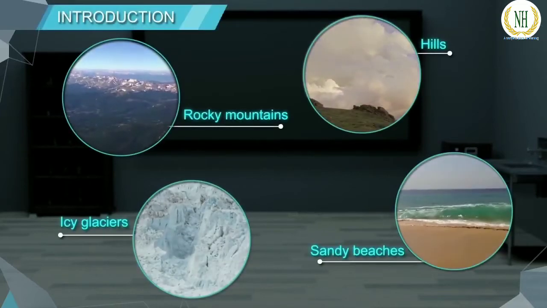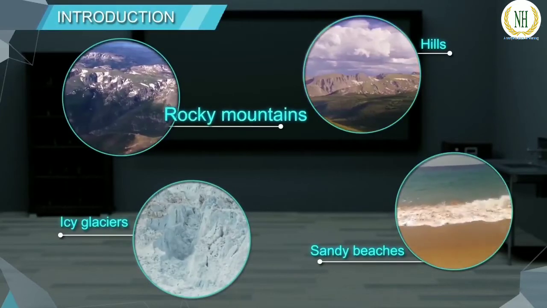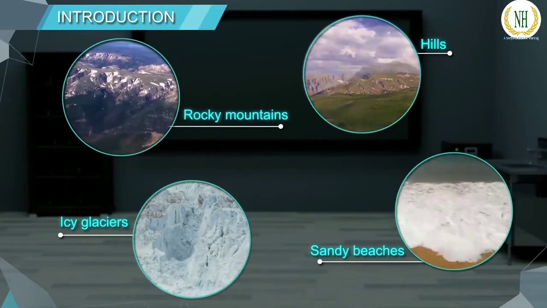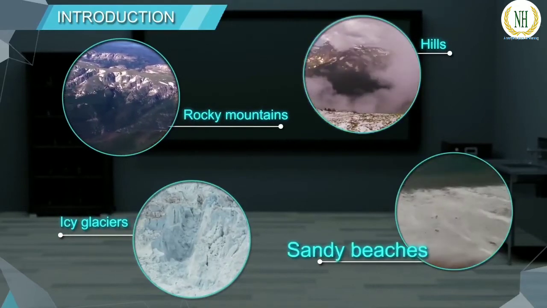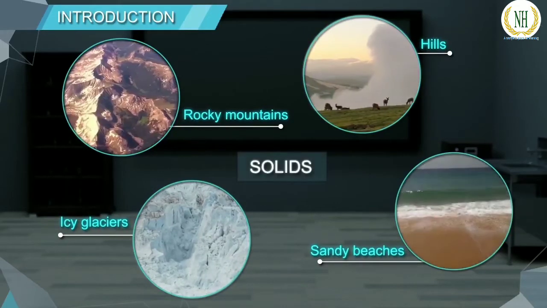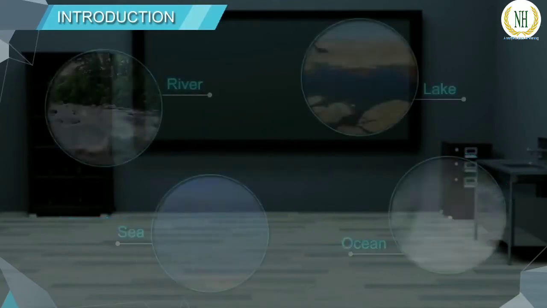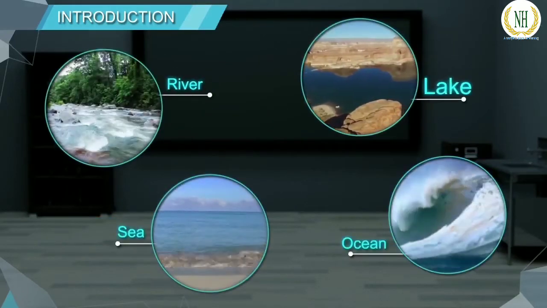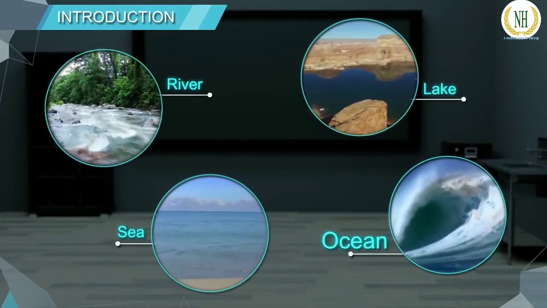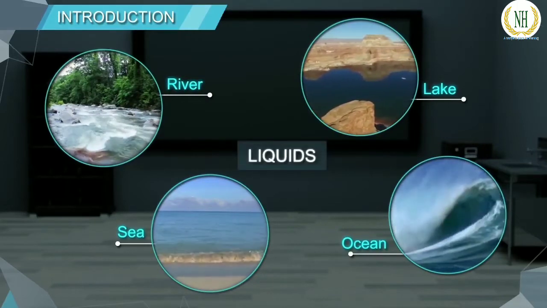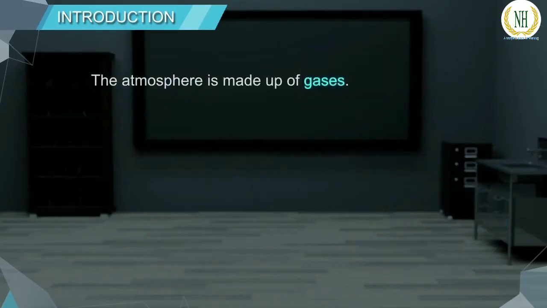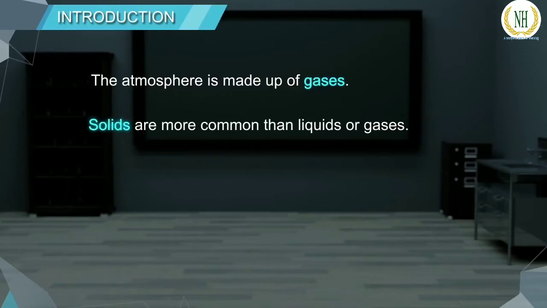Introduction. In nature, we come across rocky mountains, hills, icy glaciers, and sandy beaches, which are all solids. Rivers, lakes, seas, and oceans are all liquids. The atmosphere is made up of gases. However, solids are more common than liquids or gases.